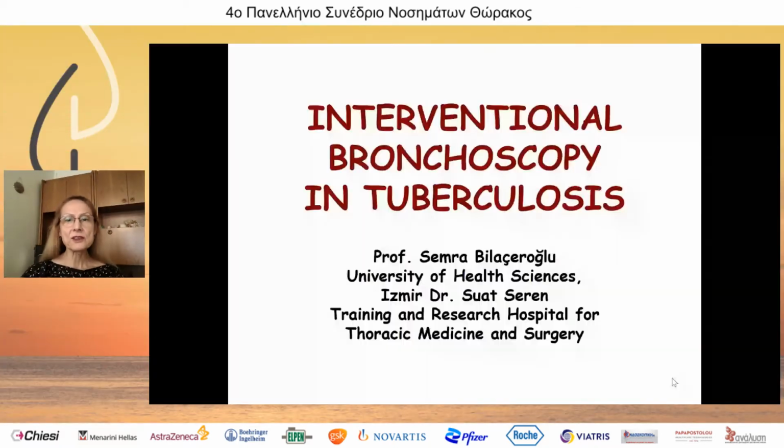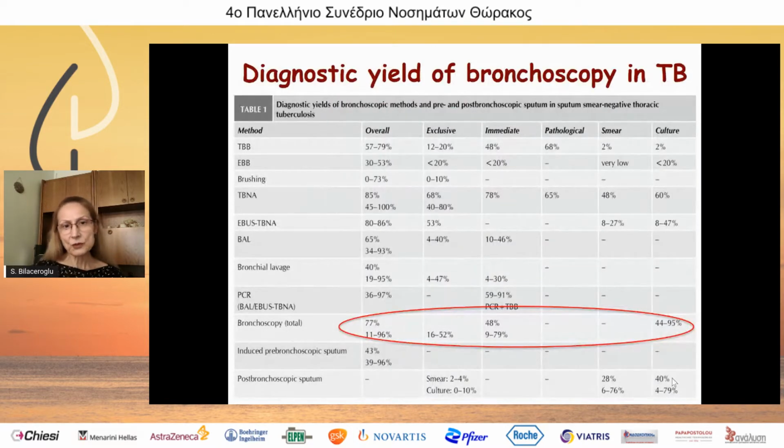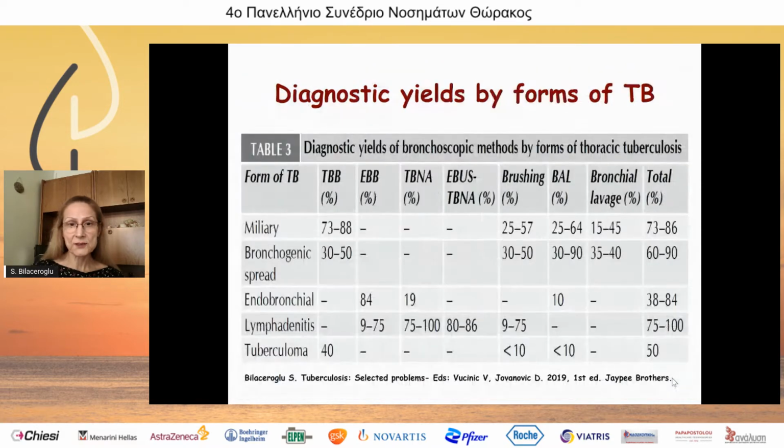My topic is interventional bronchoscopy in tuberculosis, but I want to touch a little bit on the diagnostic yield of bronchoscopy in TB. Overall, the diagnostic yield of bronchoscopy in TB is about 77%, but it may vary between 11 to 96%. We can have exclusive diagnosis by bronchoscopy, immediate diagnosis, which is important in TB diagnosis, and also we can get culture positivity in 44 to 95% of the cases.